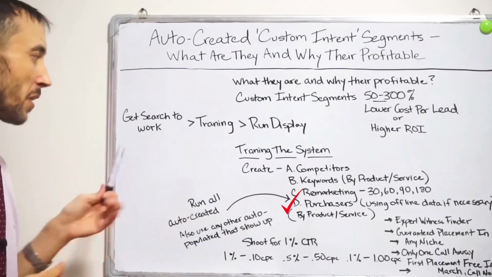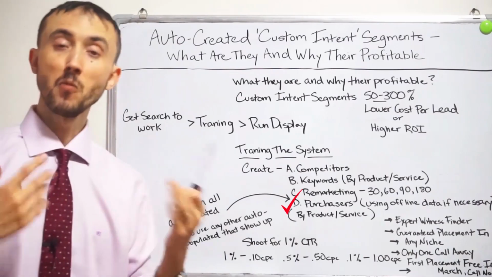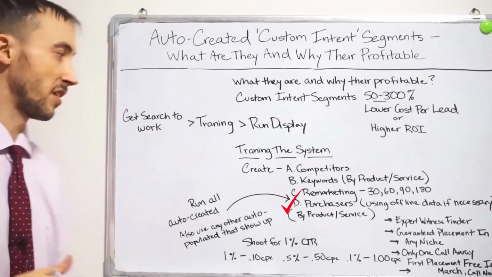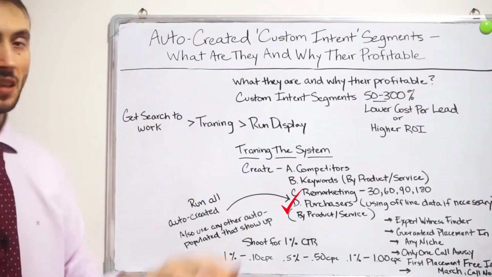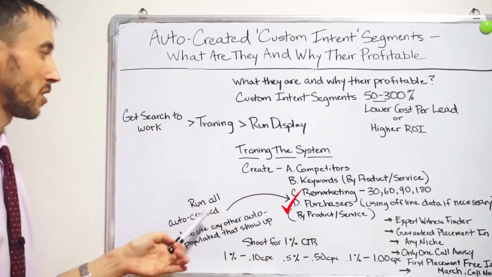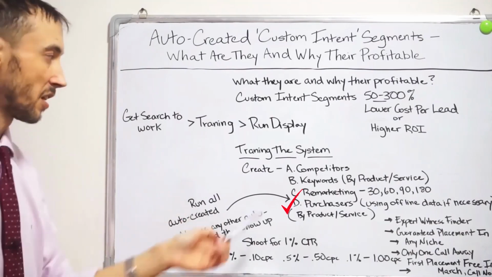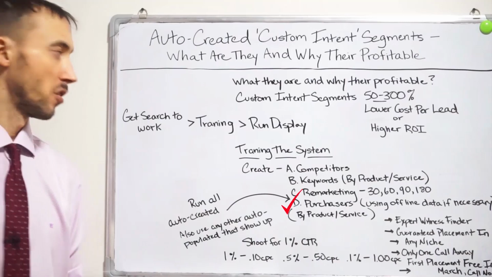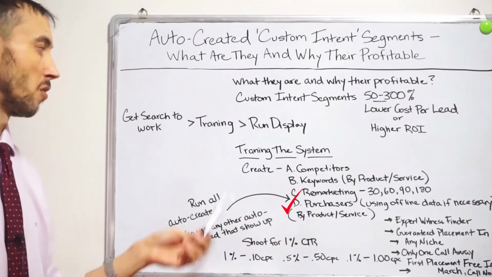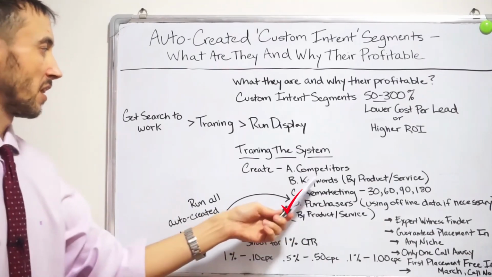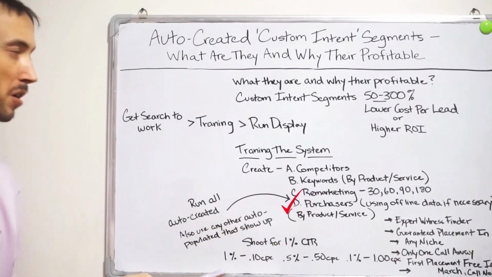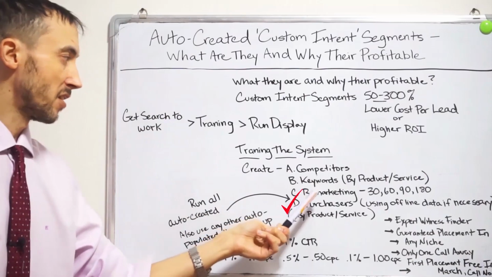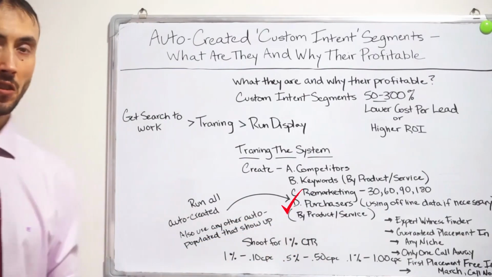Usually not. But if it came up with its own auto-suggested, auto-created custom intent segments, then I recommend you run it. But generally speaking, it won't work nearly as good as the similar to remarketing, similar to purchasers. Those will work about 2 to 3 times as good almost. So it's a little bit better than running a default one that you create on your own, but not that much better, and nowhere near as good as similar to remarketing or similar to purchasers.